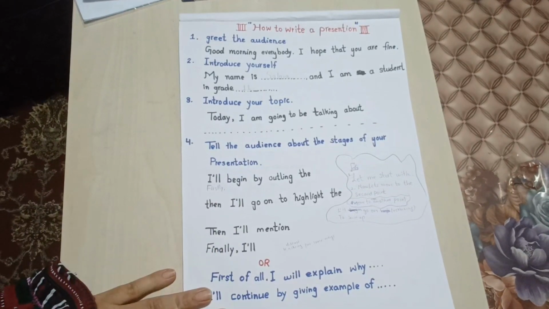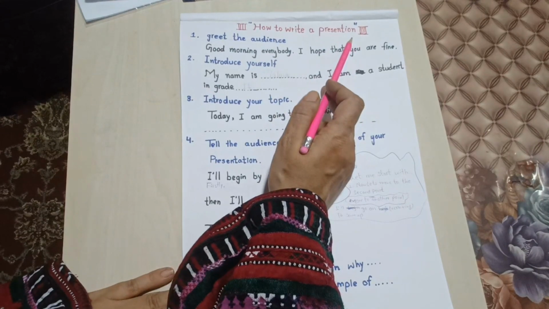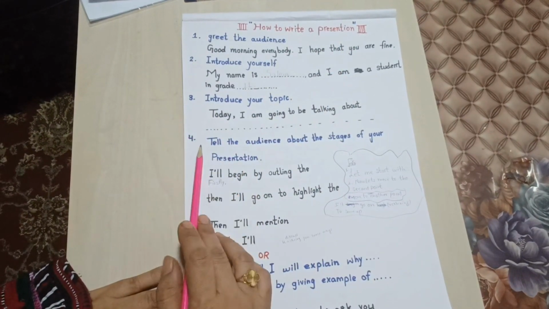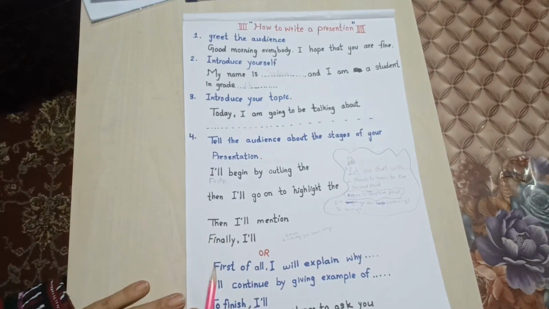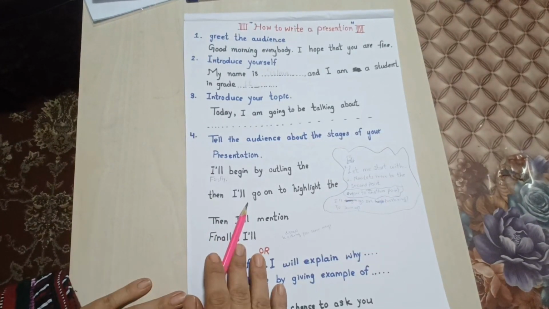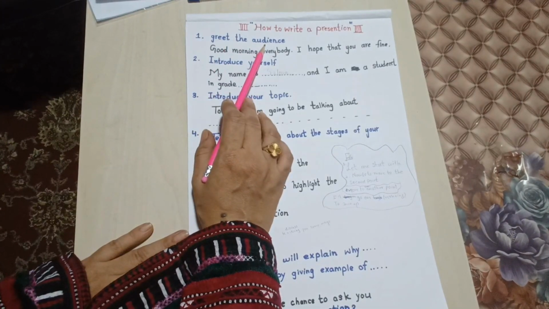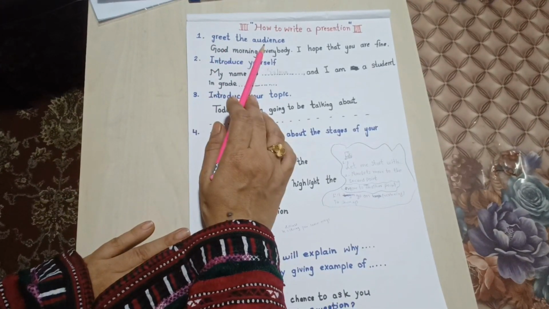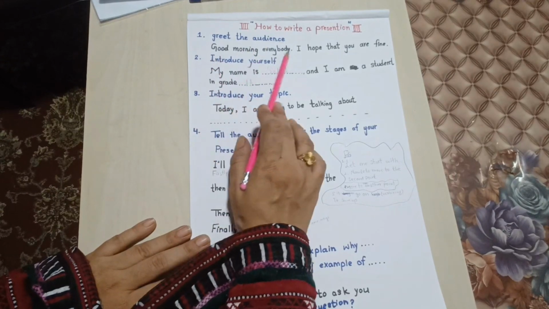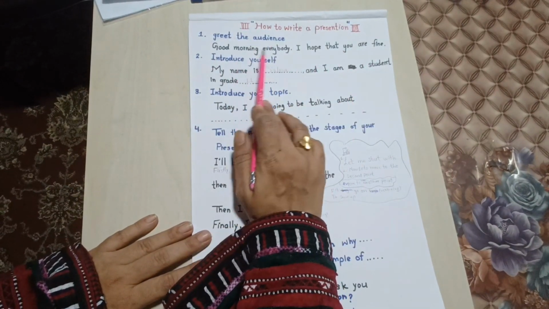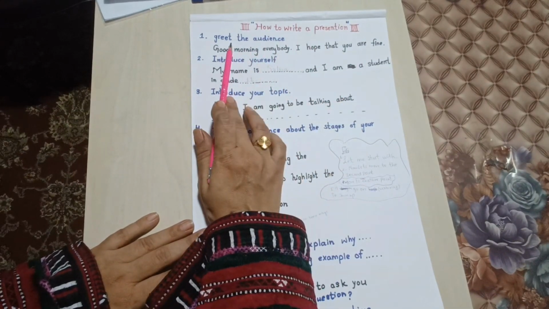Today we are going to learn how to write a presentation in English. Okay, there are some rules that you have to remember. After that, writing a presentation will be easy for you. So first of all, you have to greet the audience. Okay, what's included in the greeting? Say good morning everybody. I hope that you are fine. You have to start your presentation with the greeting.